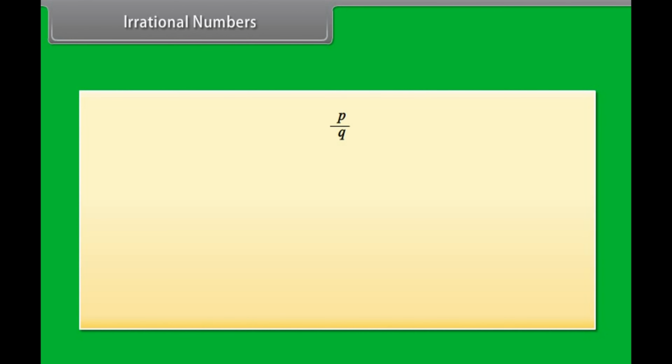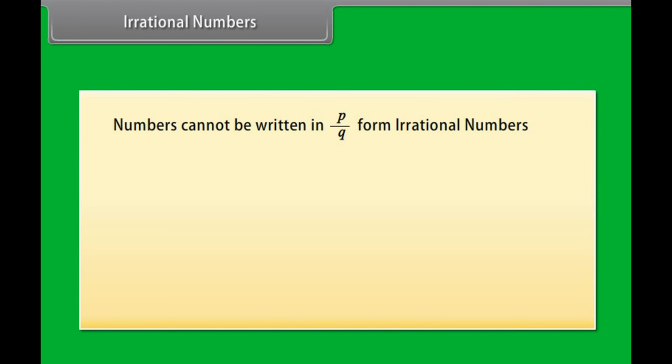Irrational numbers. You must be wondering if there are such numbers which are not in the form of p by q. Yes, there are numbers which cannot be written in the form p by q. Those numbers are called irrational numbers. For example, square root 2, square root 3, square root 7, 0.1011011101111 and so on, pi and so on.